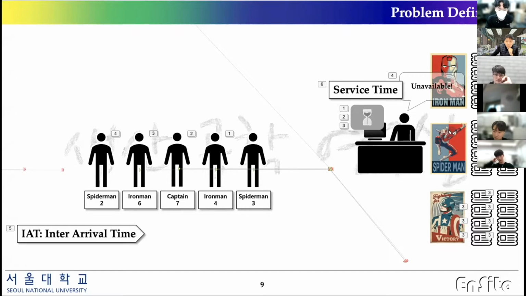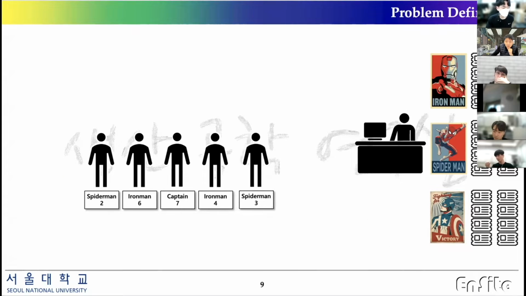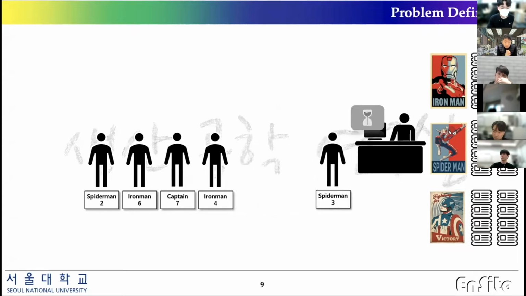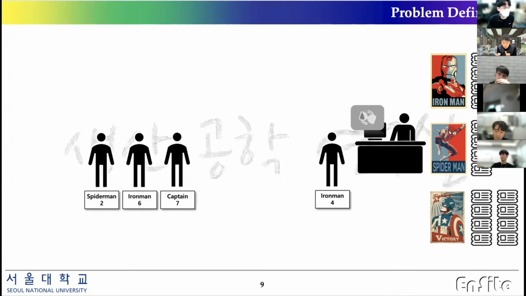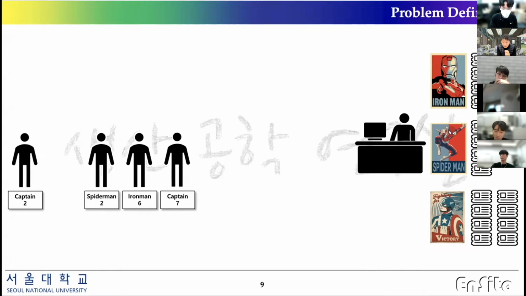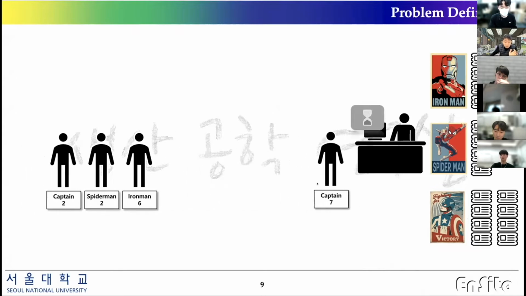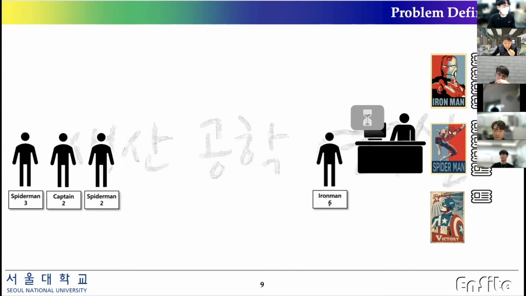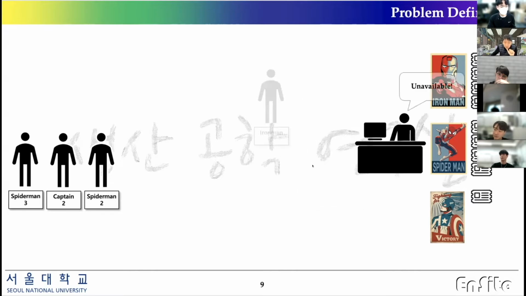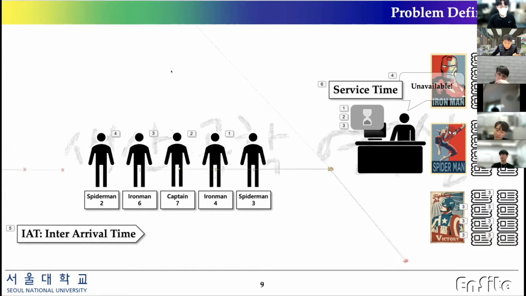So let's see some animation. Each person is arriving at a counter with a random movie and random number of tickets and consumes the random number of tickets. The next person wants to see Iron Man, and the next person wants 7 tickets of Captain America, but there are not enough, and the next person wants to buy 6 tickets of Iron Man, but there are no 6 tickets, so unavailable. He may leave the queue.